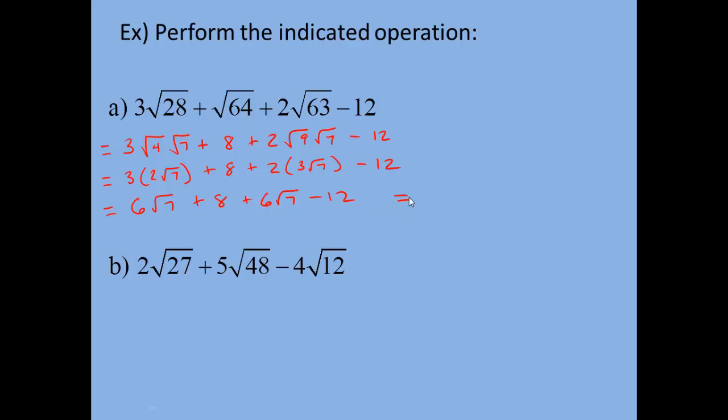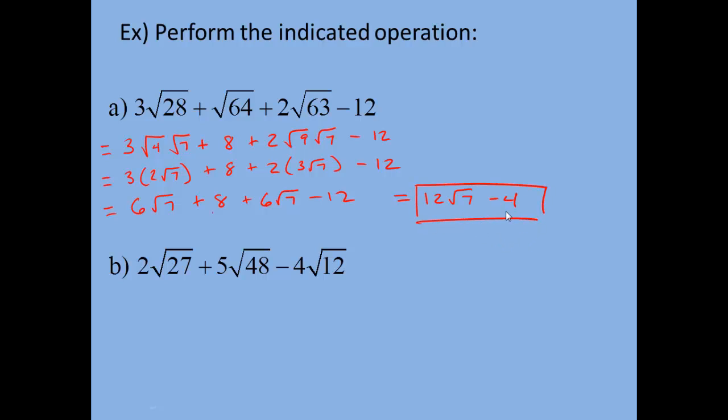So this will be equal to, now we're going to combine like terms. In this case, you combine like radicals. So 6 radical 7 plus another 6 radical 7. Remember, you add the coefficients, gives us 12 radical 7. All right, taking care of the radical terms. And then we got a positive 8 minus 12, which makes us minus 4 at the end. And then that's our answer.